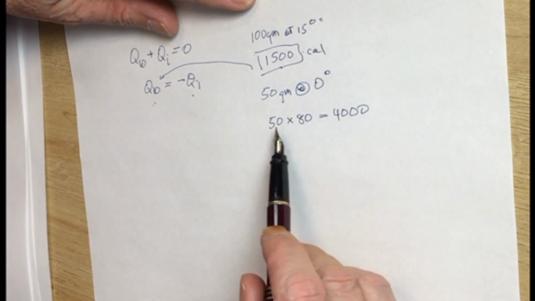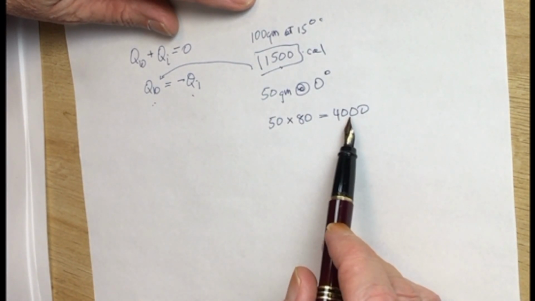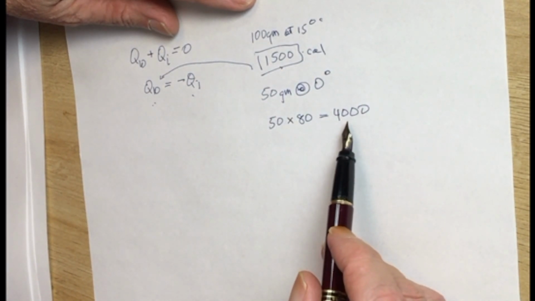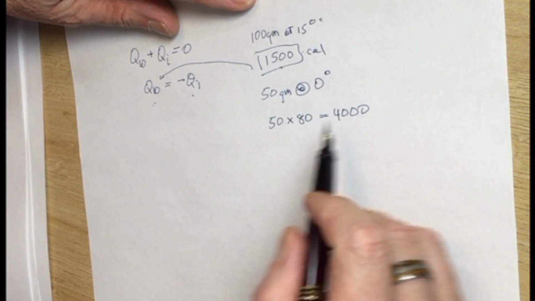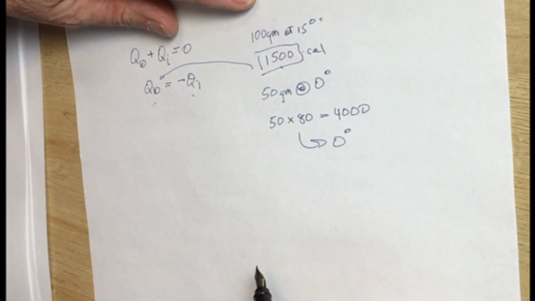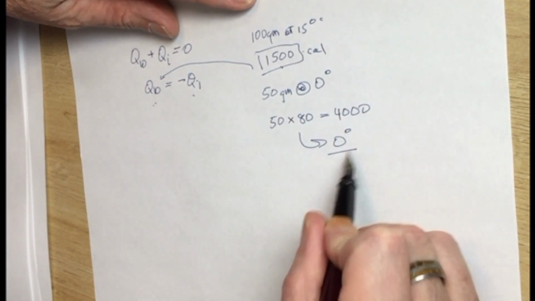So the bottom line is we do not have enough heat available from the water to melt the ice. So by the time we're in thermal equilibrium, we're going to lose 1,500 calories from the water. We're going to gain 1,500 calories with the ice. And the resulting solution will be a solution of water and ice at 0 degrees.